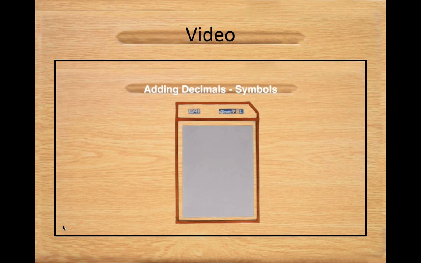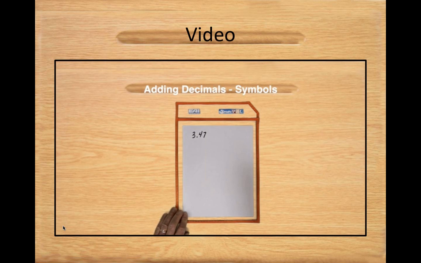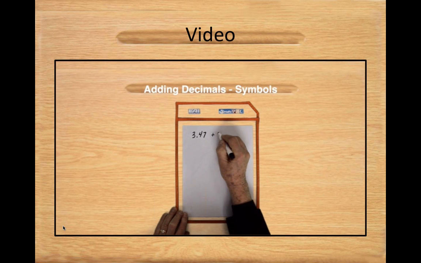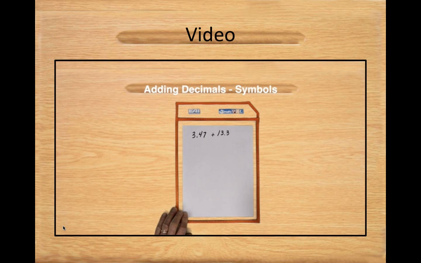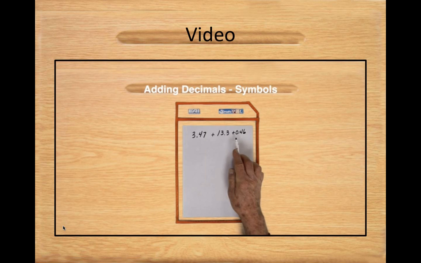Let's look at another type of addition of decimals, where there's more than one number and the decimals are somewhat different. Let's start with adding 3 and 47 hundredths, and to that we want to add 13 and 3 tenths and 46 hundredths. Now it is important that we put the 0 there to show that there are no whole numbers involved. We don't have any whole numbers, and also in technical writing, that's the proper way to do it.